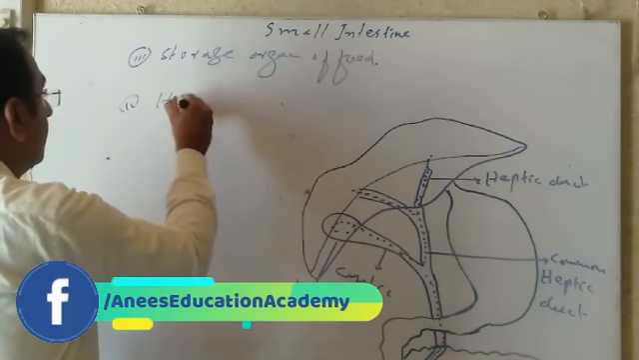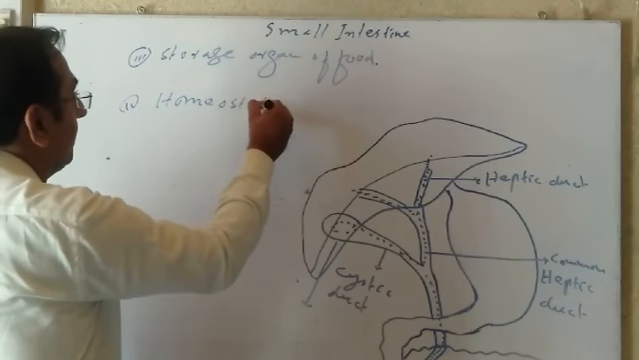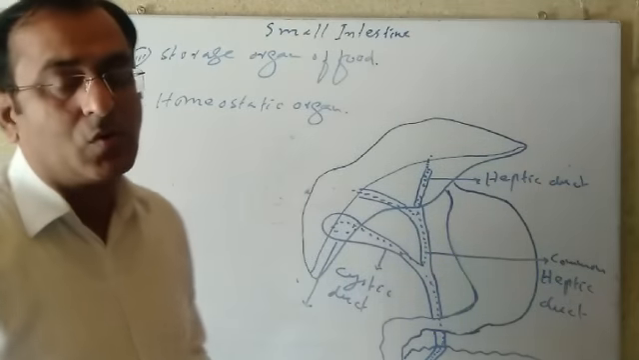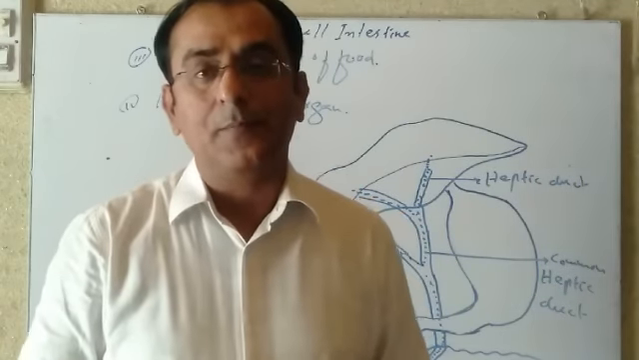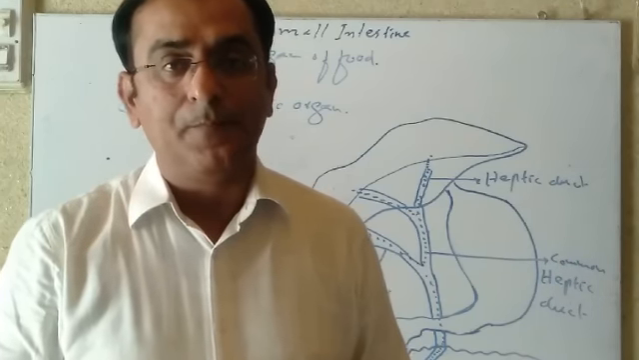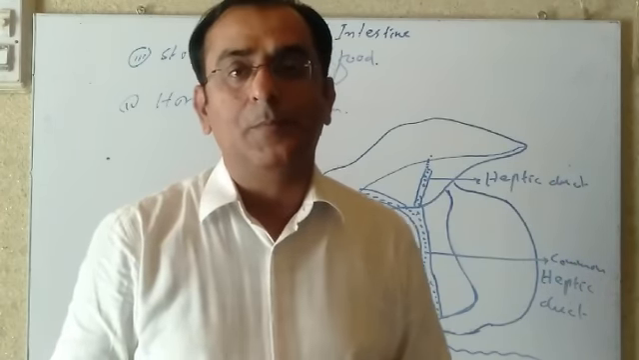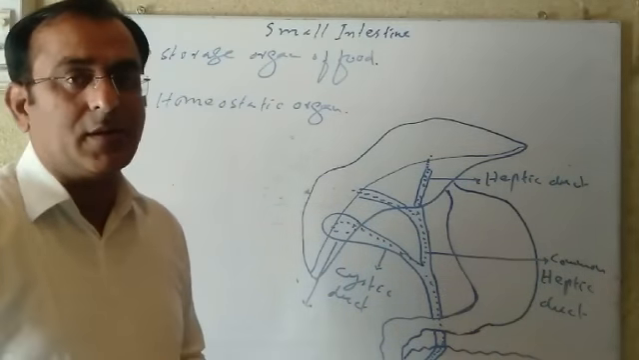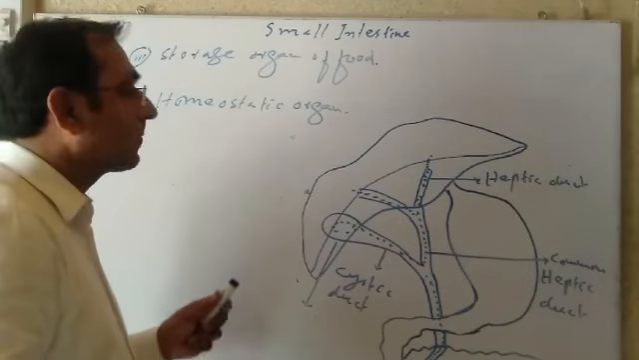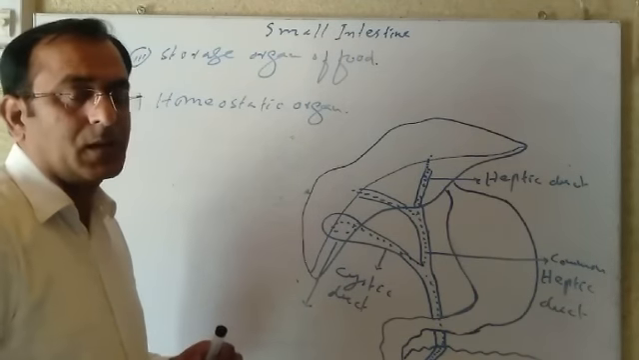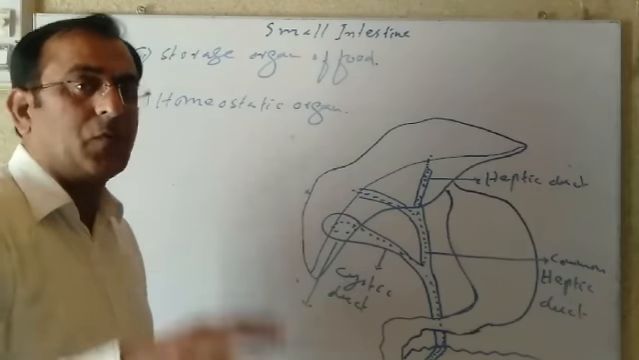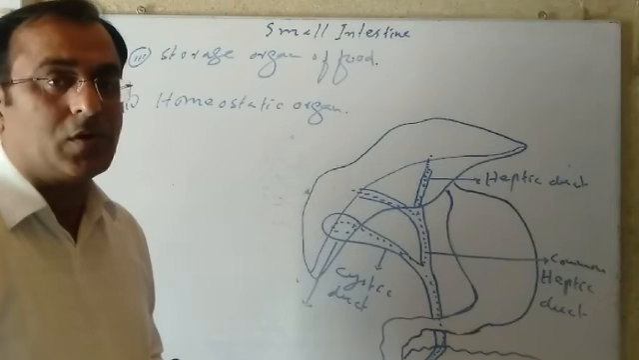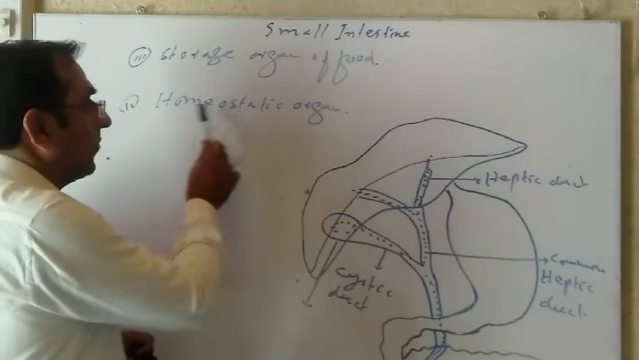Liver is also a homeostatic organ. It maintains the glucose level in the blood. When the glucose level rises above the set point, glucose is converted into glycogen and stored in the liver and muscles. When the glucose level falls in the blood, then glycogen is once again converted into glucose. This function is known as homeostasis.